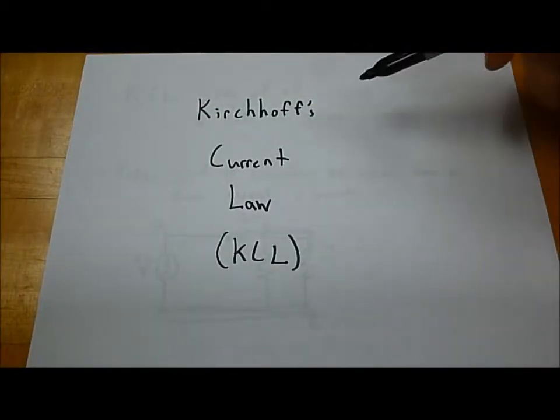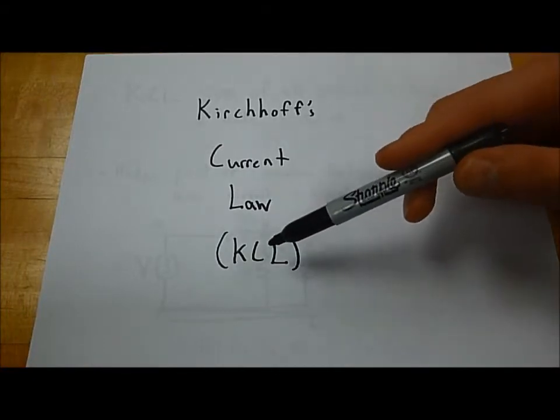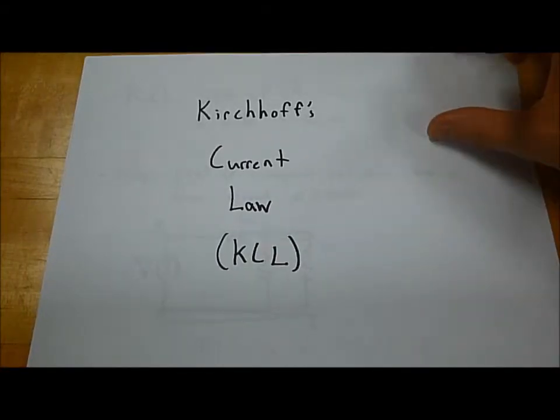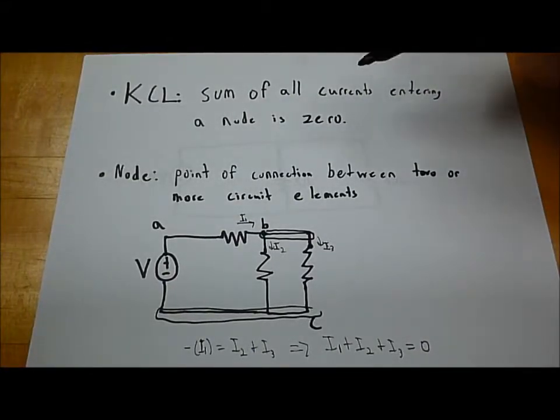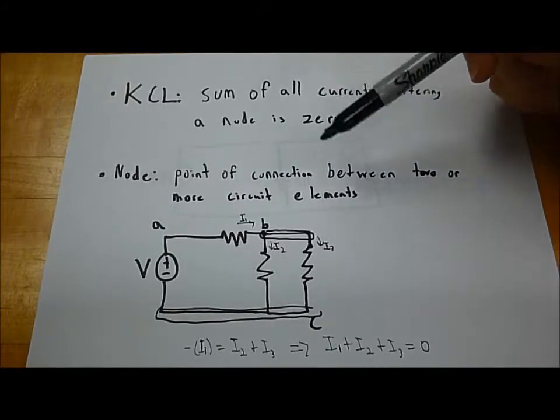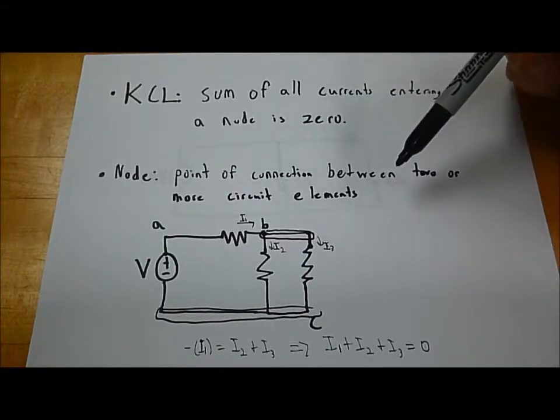Next, we'd like to talk about Kirchhoff's current law, or KCL. KCL is defined as the sum of all currents entering a node is zero, where a node is a point of connection between two or more circuit elements.